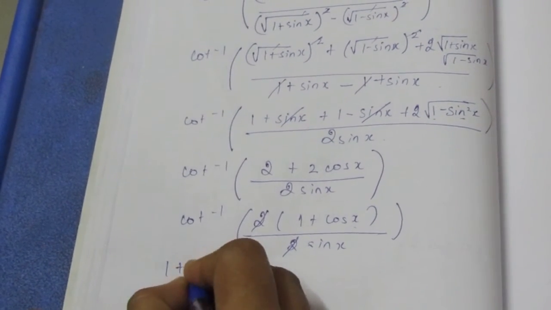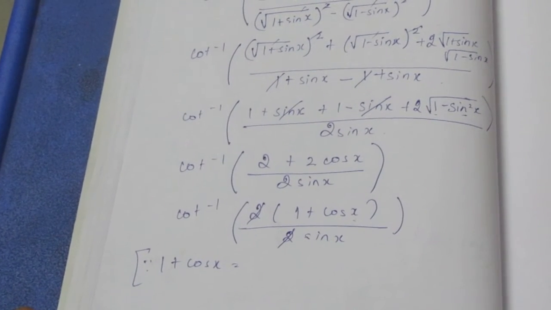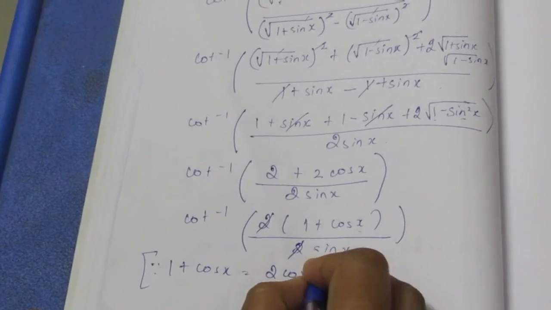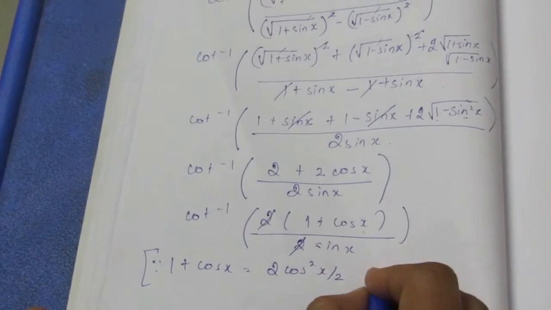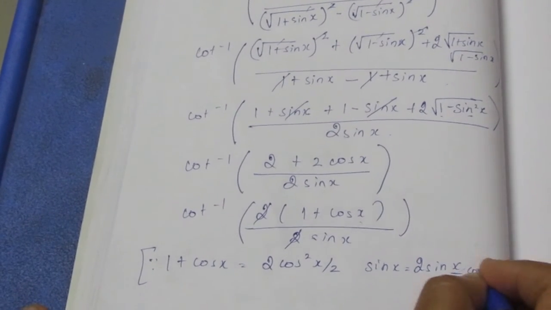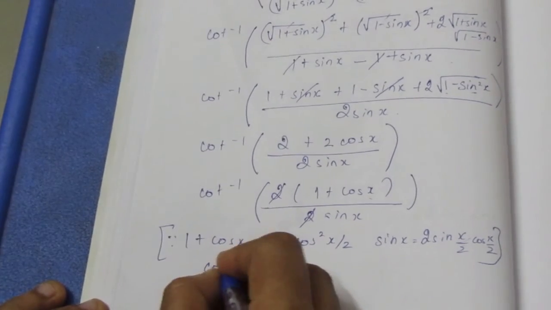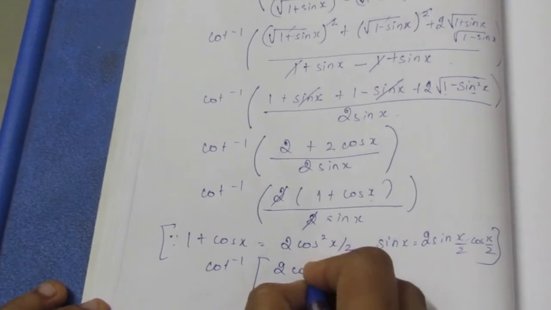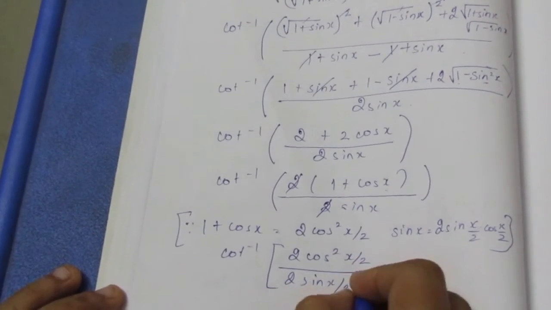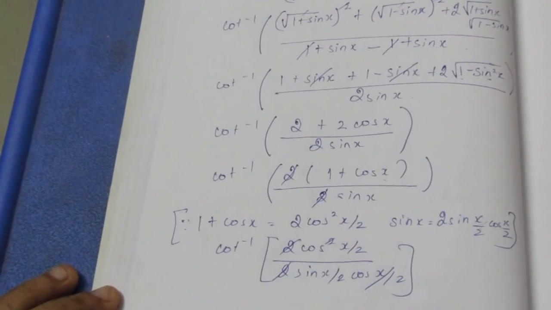So 1 plus cos x is nothing but, we have learned this formula last year in the 11th standard. So 1 plus cos x is nothing but a half angle formula of 2 cos square x by 2. Same way for sin x, we have 2 sin x by 2 into cos x by 2. Now I am going to substitute the formula here. So cot inverse becomes 2 cos square x by 2 by 2 sin x by 2 into cos x by 2. Now 2 gets cancelled, 1 cos and 1 cos get cancelled.